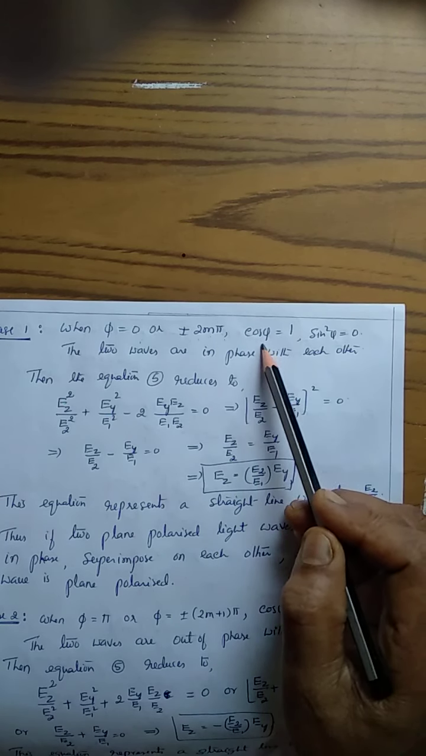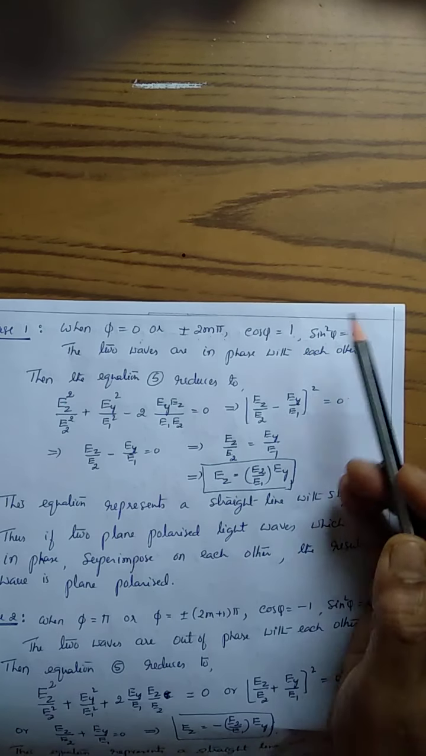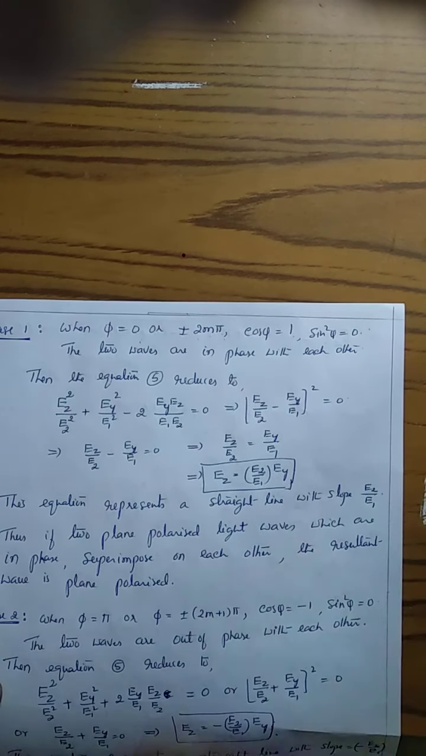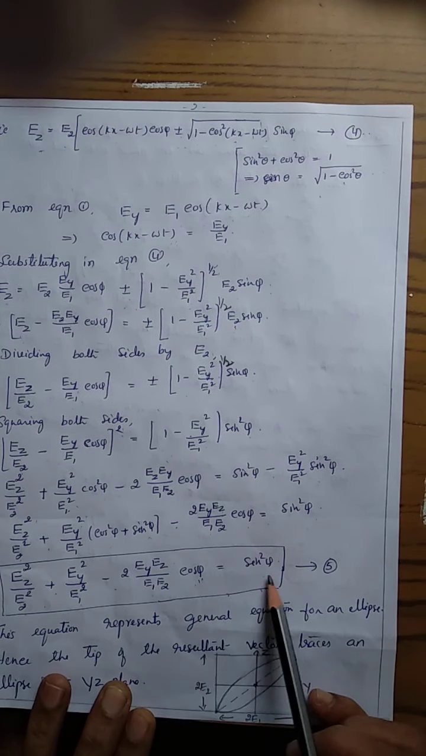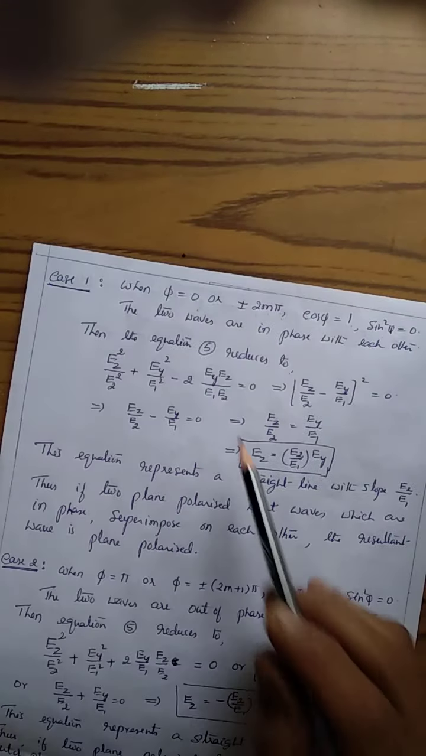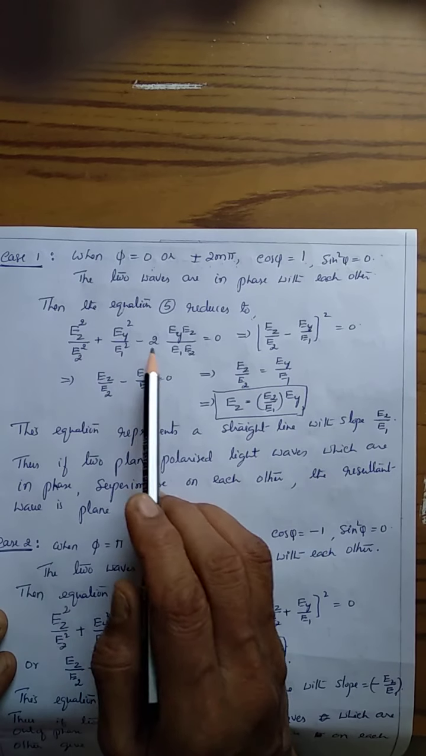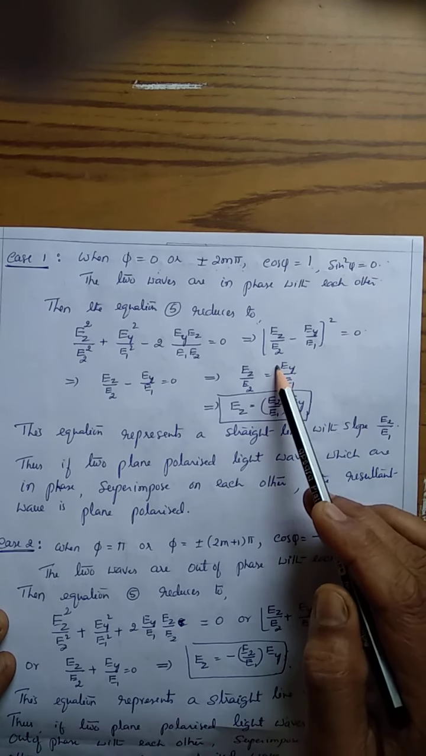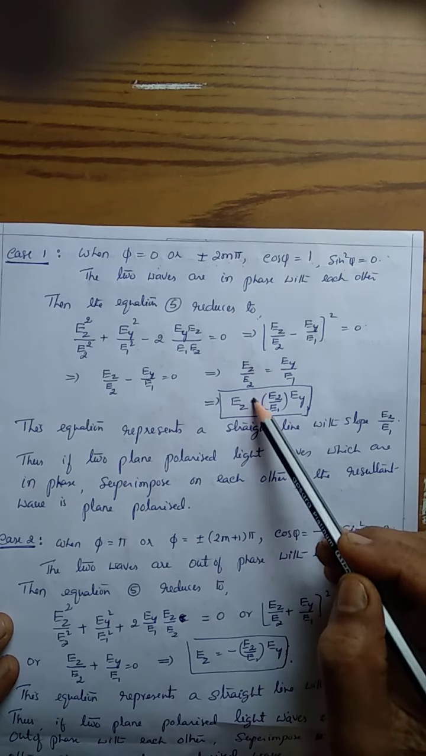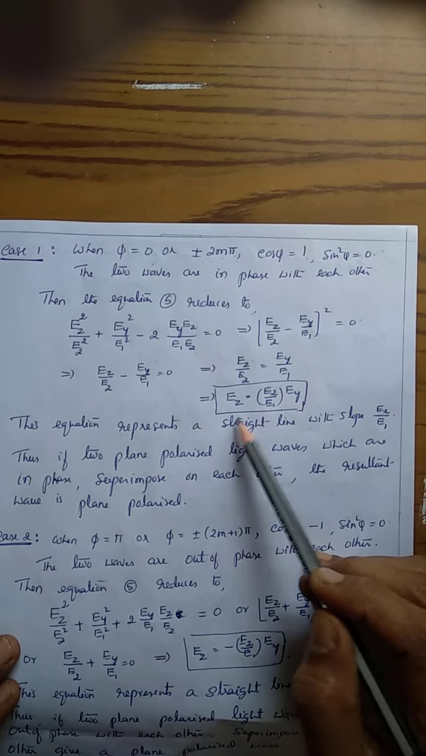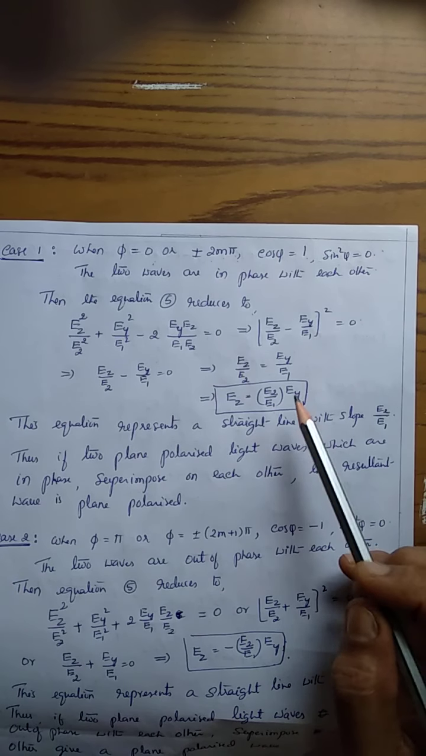In that case, cos phi is always plus 1 and sin phi is 0. Then the previous expression, equation 5, reduces to this: cos phi is 1, and this is 0. This is of the form (a minus b) whole square, so (Ez by E2 minus Ey by E1) whole square equals 0, or Ez by E2 minus Ey by E1 is 0. From this, Ez by E2 equals Ey by E1. Hence Ez is E2 by E1 into Ey.